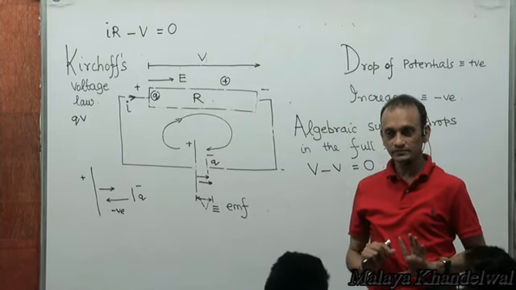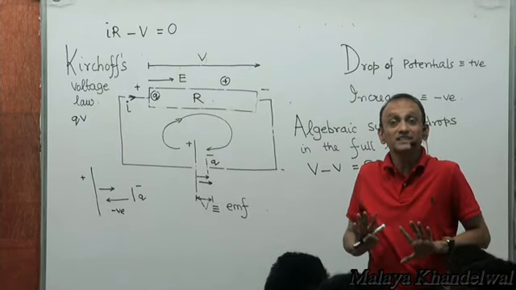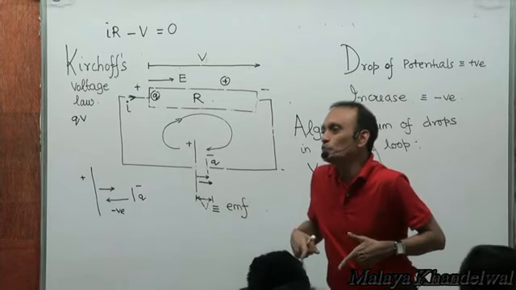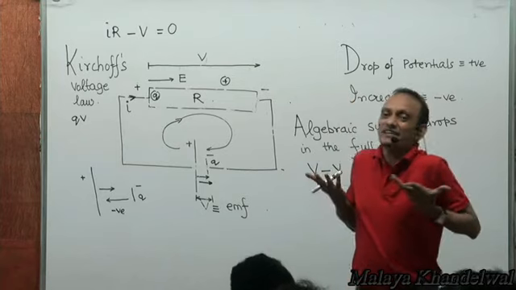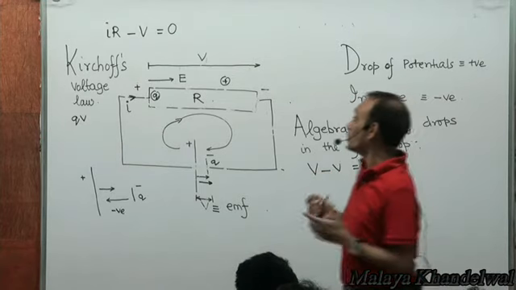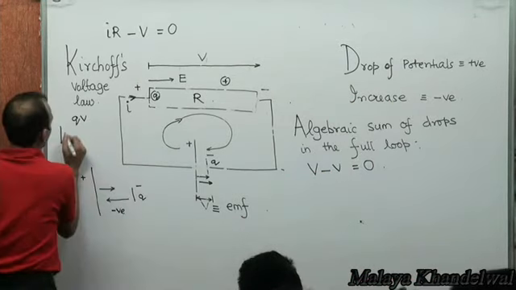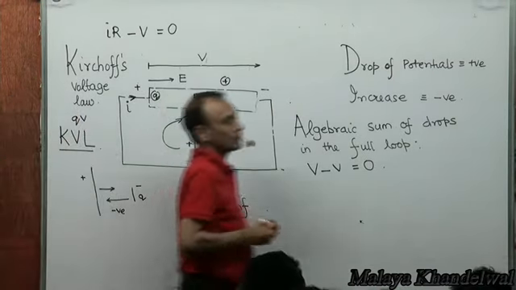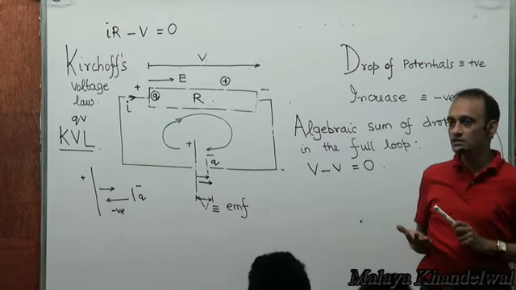Properly. This is KVL. The algebraic sum of drops in a closed loop must be 0. That's KVL, Kirchhoff's voltage law. We'll call it KVL. It's as simple as this.